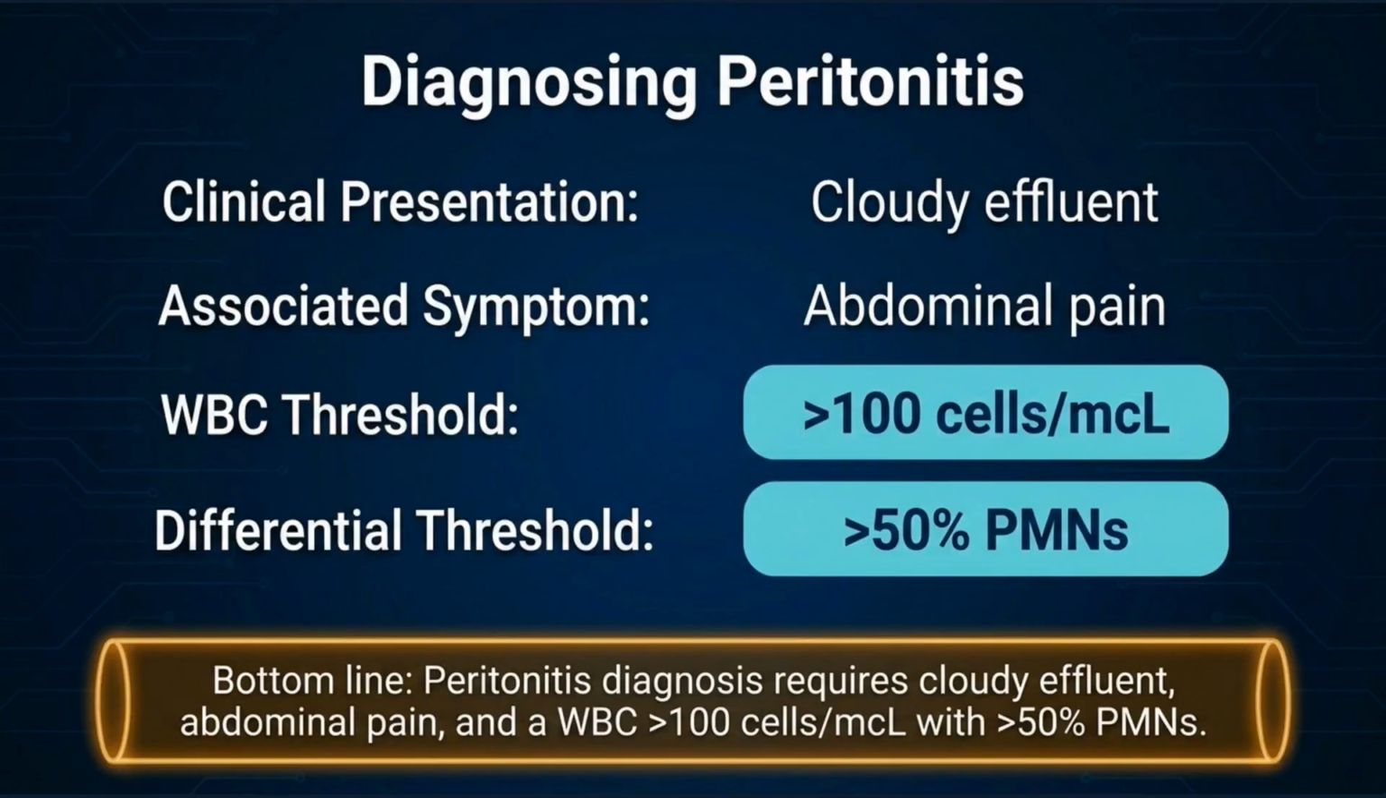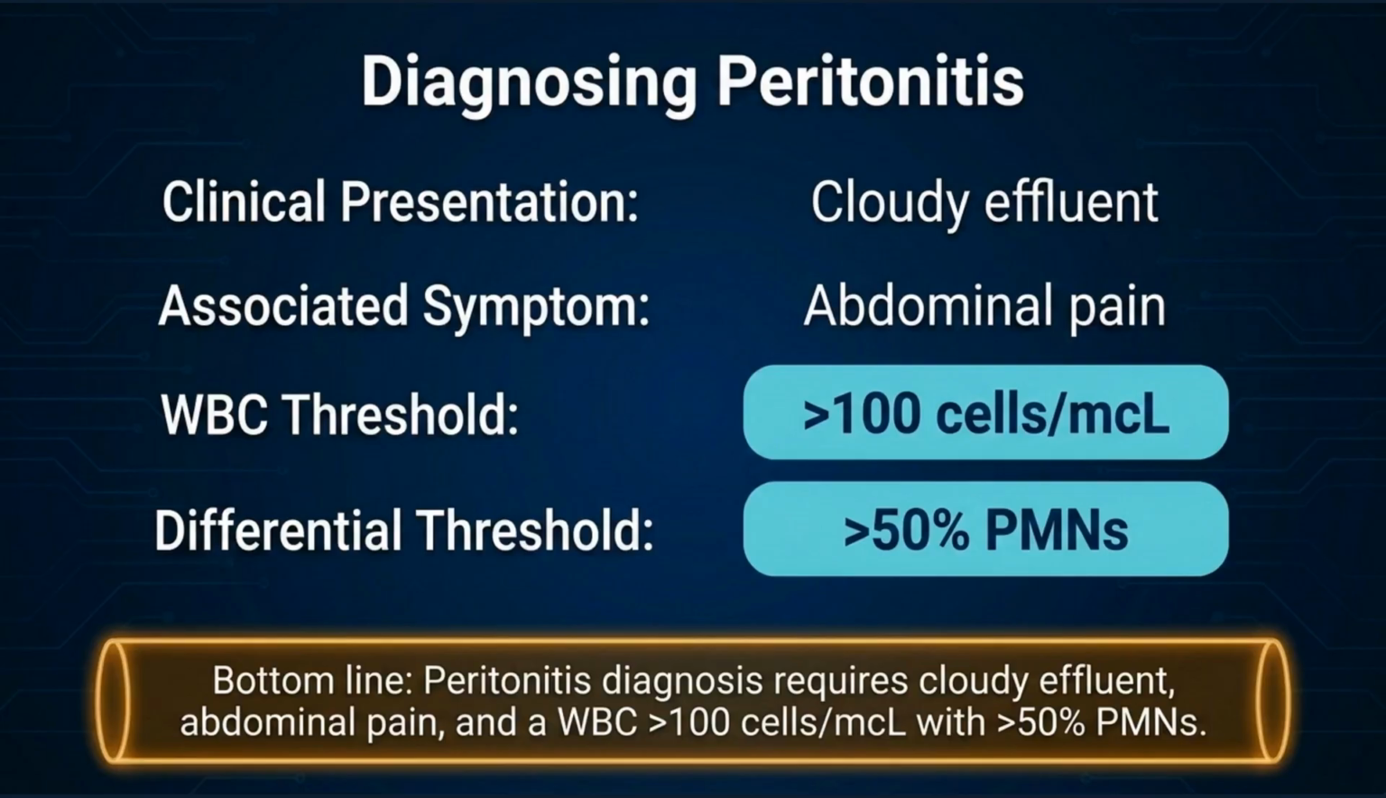Return to the opening consultation, the infant with cloudy effluent. The first diagnostic step before prescribing empiric therapy is analyzing the effluent. Peritonitis is diagnosed by cloudy effluent, abdominal pain, and a white blood cell count greater than 100 cells per microliter with more than 50% polymorphonuclear cells. Now for 4 board pearls.